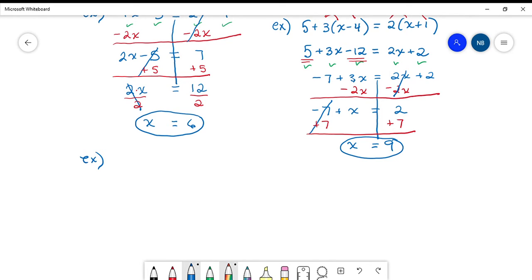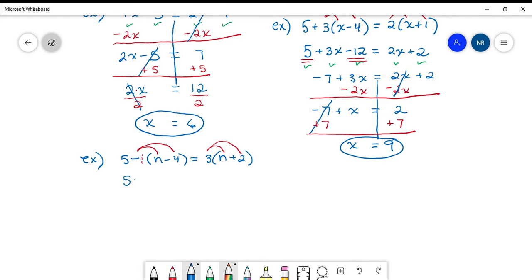My next example is 5 minus, open parenthesis, n minus 4, close parenthesis, equals 3, open parenthesis, n plus 2. Notice again, since I have parentheses on both sides, I have simplifying that needs to be done on both sides. We need to acknowledge the presence of the negative 1 in front of the parentheses on the left. That negative 1 needs to be distributed. On the right, we have a 3 that needs to be distributed. The 5 is not involved in the distribution.